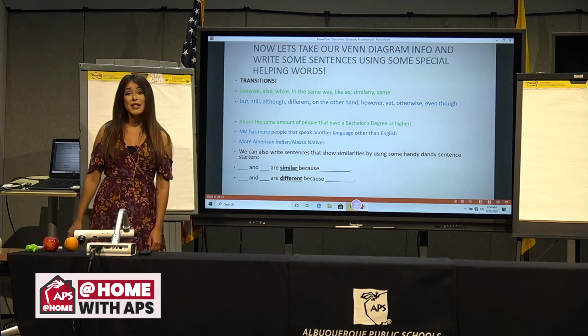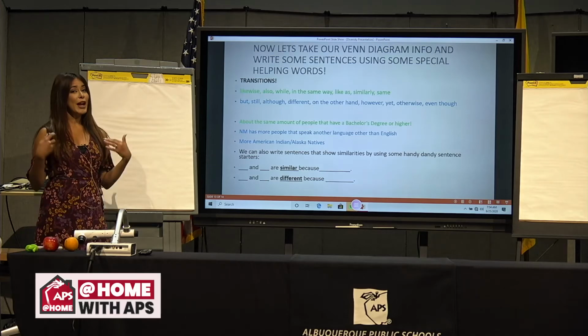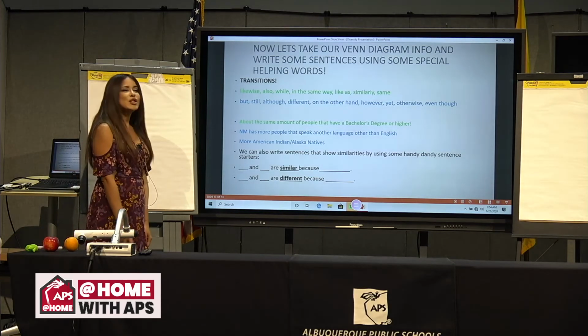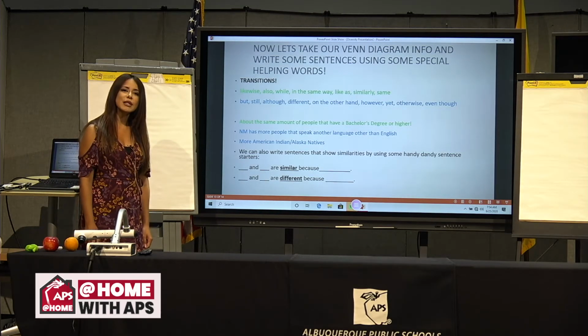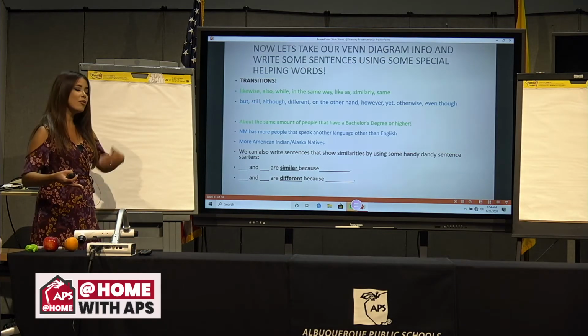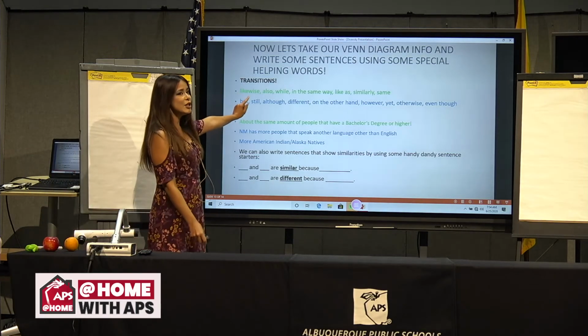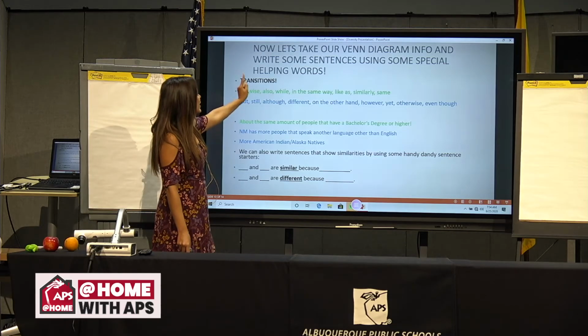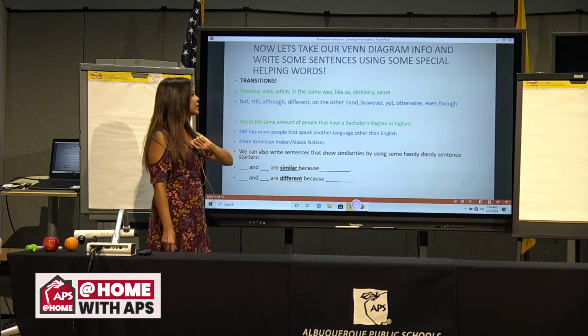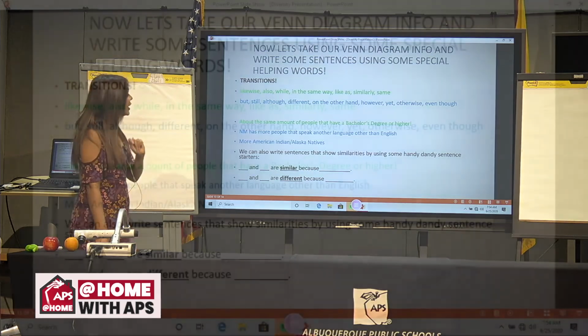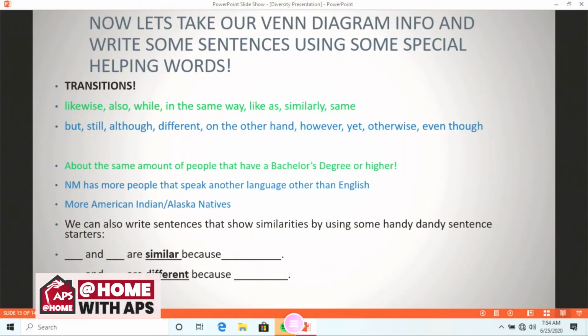Now, something else I like to teach my 5th graders is transitions. Transitions are helping words to help us see when we compare and when we contrast. When we compare, I like to use these words in green: likewise, also, while, in the same way, like, as, similarly, and same. When I contrast, I like to use these words: but, still, although, different, on the other hand, however, yet, otherwise, and even though. It's good to just use one per sentence.